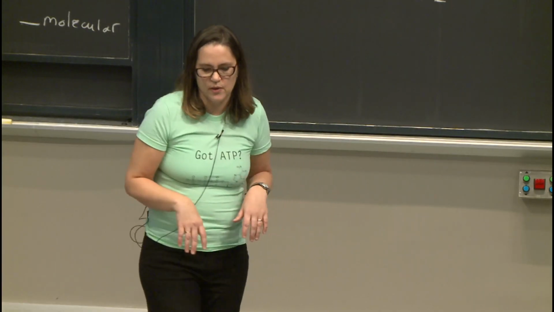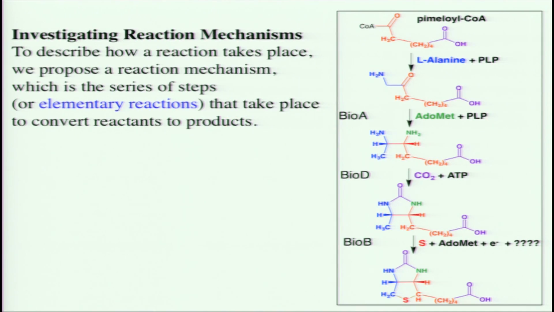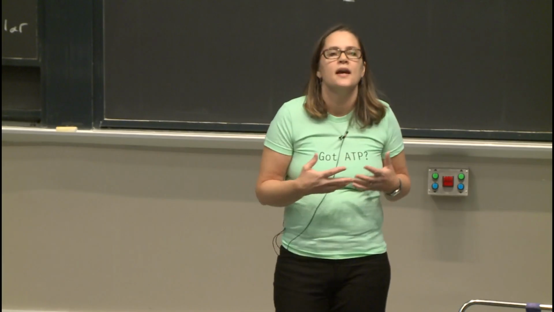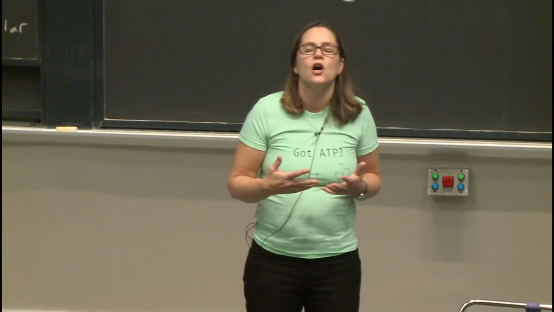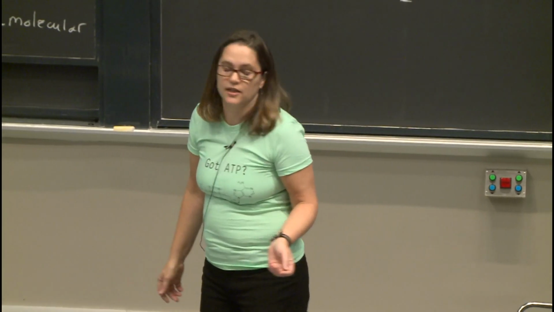So investigating reaction mechanisms. If you're going to describe how a reaction takes place, often reactions don't occur in one step. It's really uncommon for reactions to occur in one step. So you want to describe the different steps, which are also called elementary reactions. So you break down a complex reaction into a series of steps, and then you try to figure out if that mechanism, those series of steps, is consistent with the data that you've collected on this particular reaction.